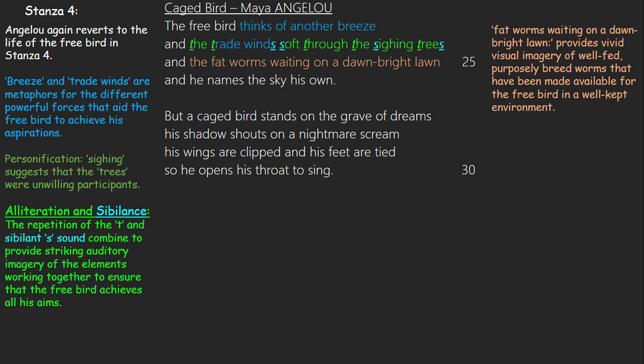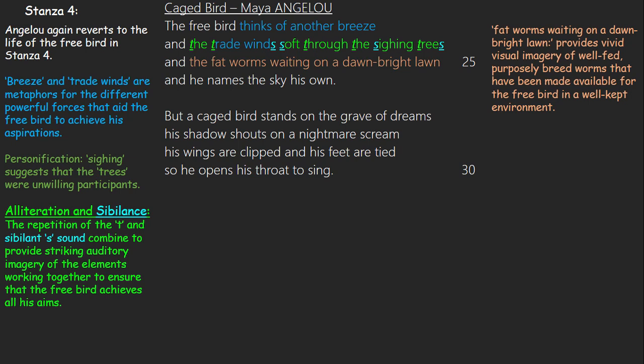We also see the use of alliteration and sibilance in the second line again. We see that in the repetition of the T and sibilant S sounds. Both of them combine to provide striking auditory imagery of the elements working together to ensure that the free bird achieves all its aims. We see the repetition of the T sound in "trade through the trees," and we also see sibilance in "wind sighs the sighing trees." So we see here that there is this constant grind, on and on and on, to ensure that the free bird achieves all of his aims.